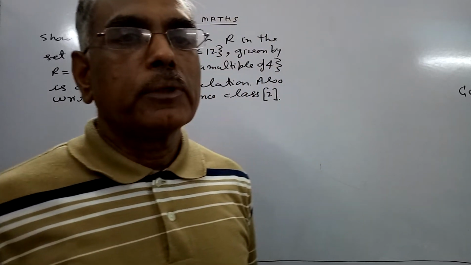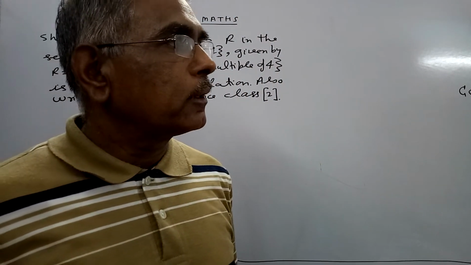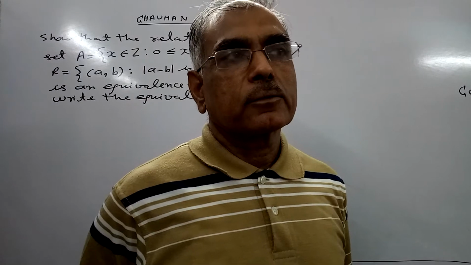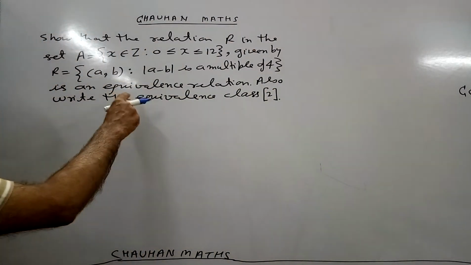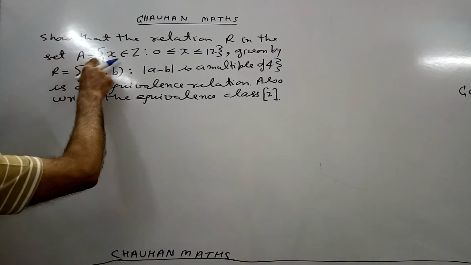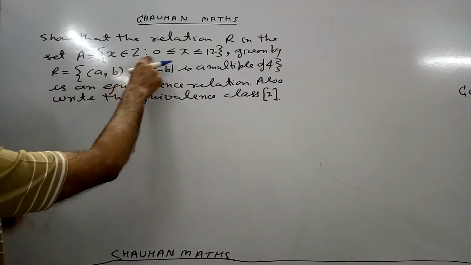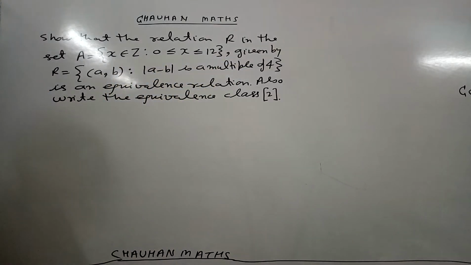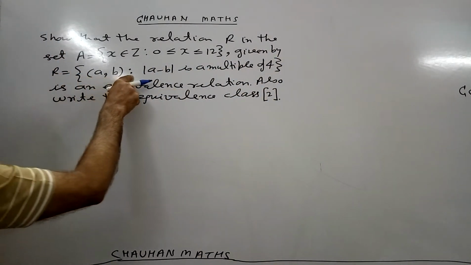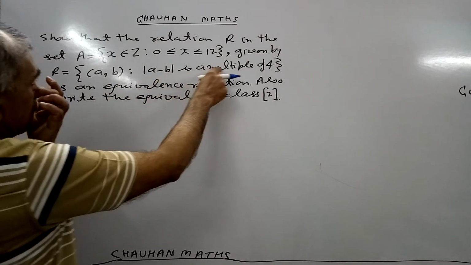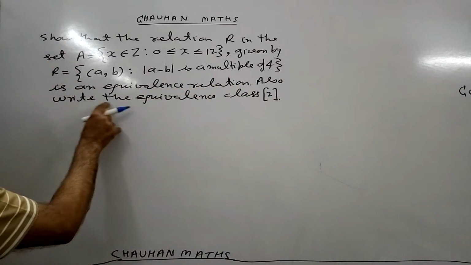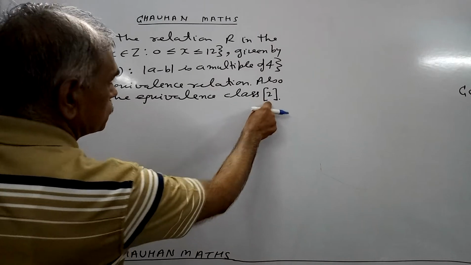In this video we do a question on equivalence relation. So let us begin with this question. The question is, show that the relation R in the set A = {x belongs to Z, 0 ≤ x ≤ 12}, given by R = {(a, b) such that |a − b| is a multiple of 4}, is an equivalence relation. Also write the equivalence class of 2.